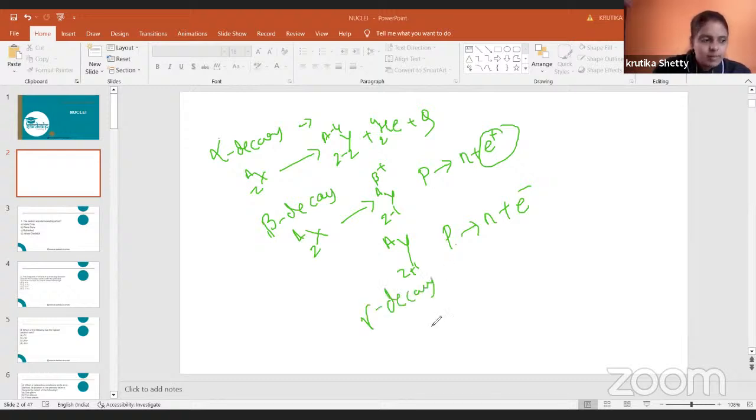During gamma decay, the unstable nucleus comes from the excited state to the ground state by emitting some energy. That energy is denoted as E equals h nu. This is the gamma decay. Whatever radiation it is giving, that is gamma decay.